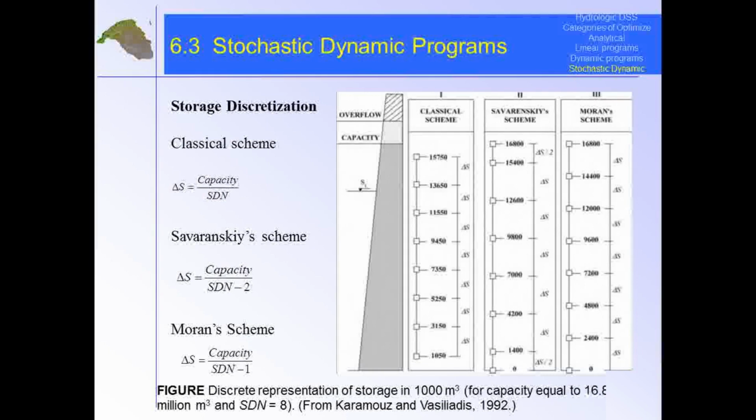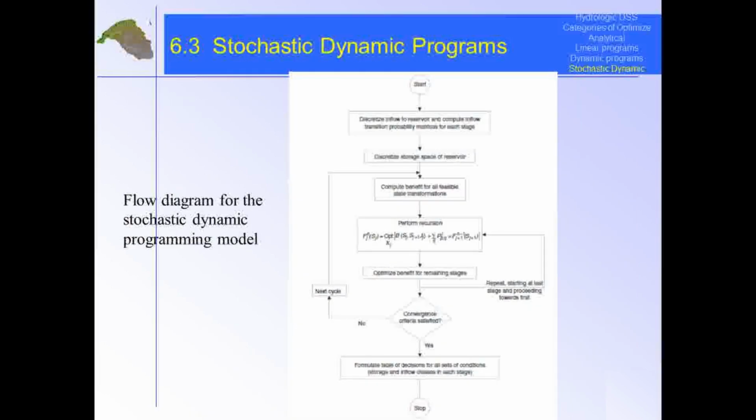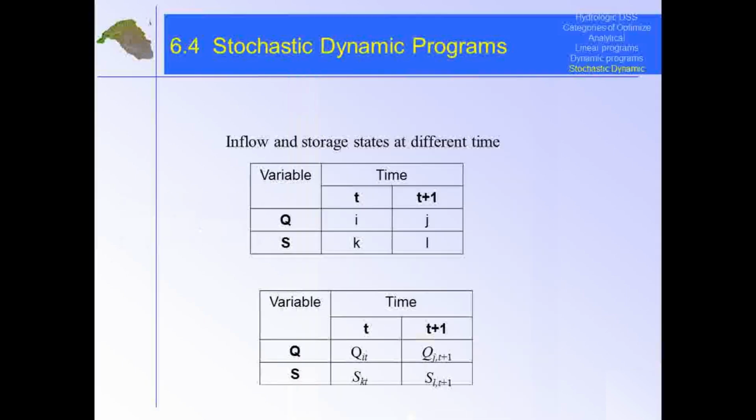You can have a flow chart for developing your stochastic dynamic programming model. We are going to denote the different states of inflow and storage for different times. At time t we present the inflow state to be i, which gives us QIT, and at time t plus 1, the inflow state to be j, which gives us QJT plus 1.